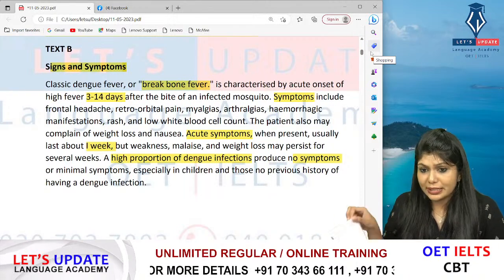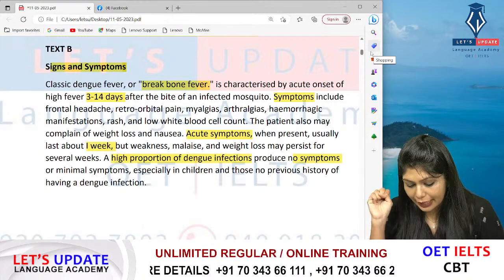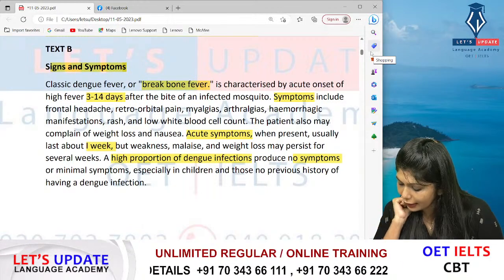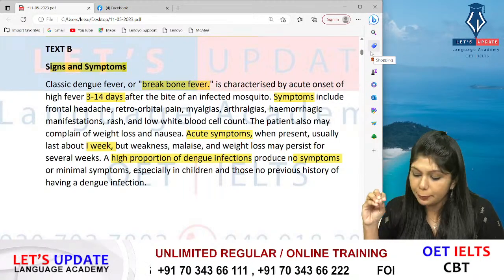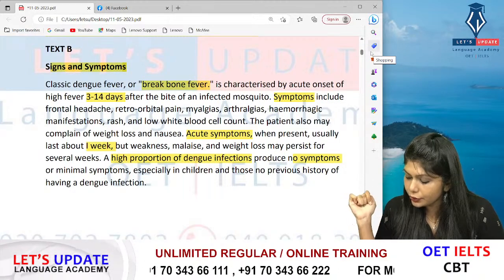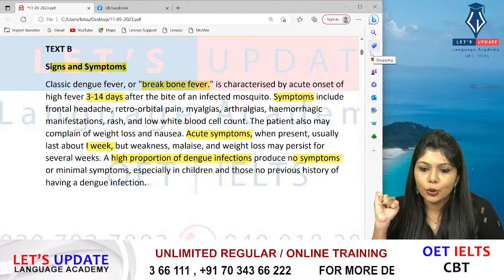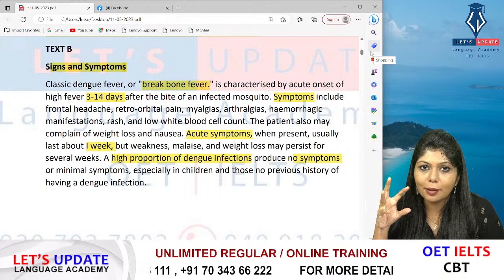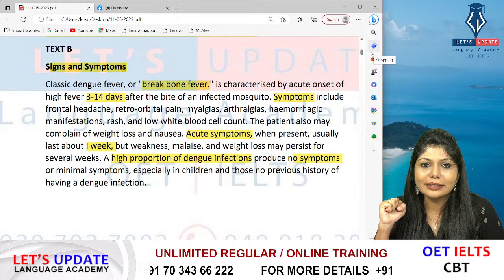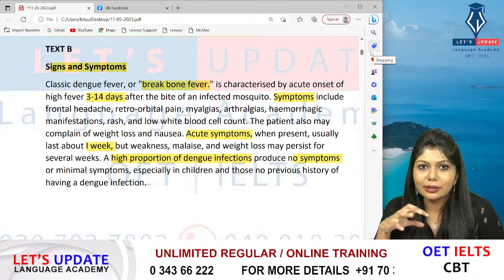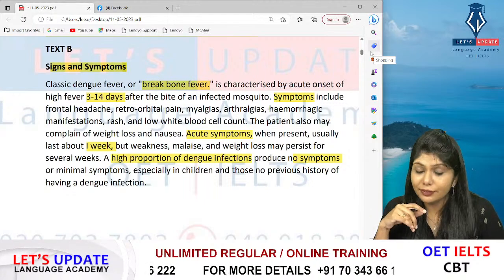I'll just read the question again. I just want you to give me the answer. You can comment your answers. How long? They are asking for the time duration. After being bitten by an infected mosquito, how long does it take for high fever to occur? So they are asking about the time duration. You can see if you can locate a time duration that is actually connected with high fever.